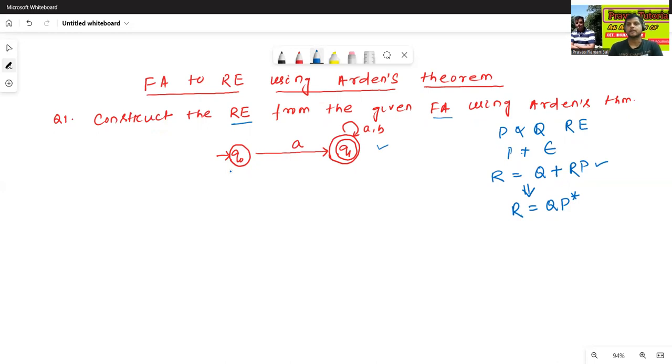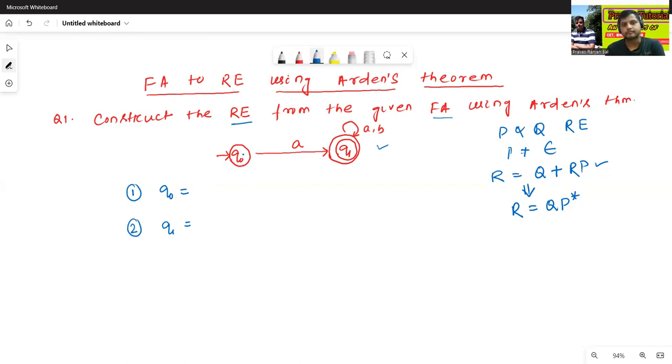First, we'll find the equations. How to find the equations? In the given finite automata, there are two states, Q0 and Q1. Since there are two states, there are two equations from the given finite automata. The first equation is based on Q0, and the second equation is based on Q1.